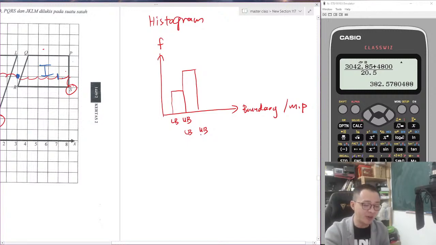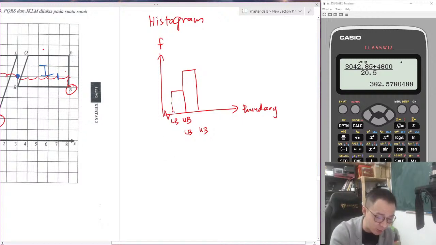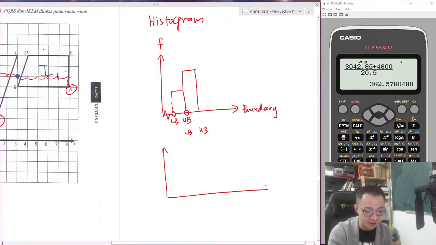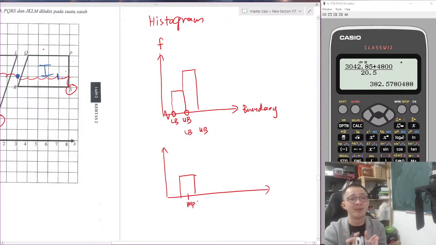Very important: if you don't start from the y-axis, you need to add this sign here to show that the first range is not in scale. This is something very important. If you want to use the midpoint, note that here my lower bound and upper bound are written at the line. But if I use the midpoint, I will write the midpoint value at the center of my bar there.